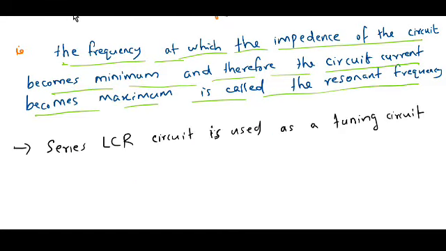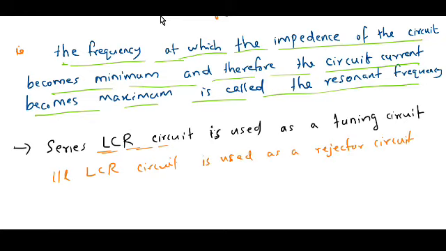Fine. Now, the series LCR circuit is used as a tuning circuit. Why is this series LCR circuit used as a tuning circuit? I will explain now. We have two types of circuit: the series LCR circuit, that is there in your syllabus, and the parallel LCR circuit that can be used as a rejector circuit. But in your syllabus, you don't have to study the parallel LCR circuit. You have to study only the series LCR circuit. This series LCR circuit is used as a tuning circuit. What is a tuning circuit?